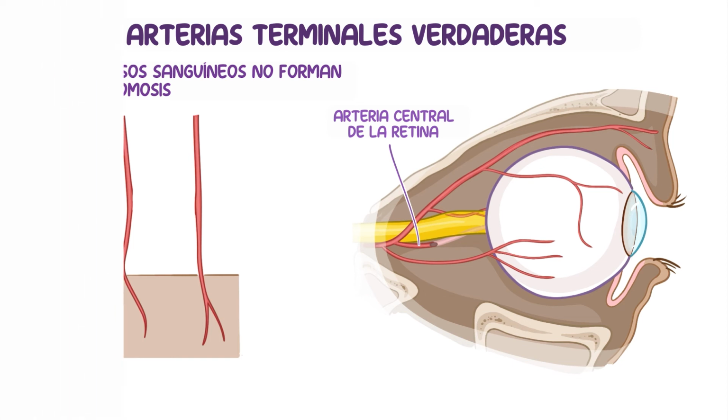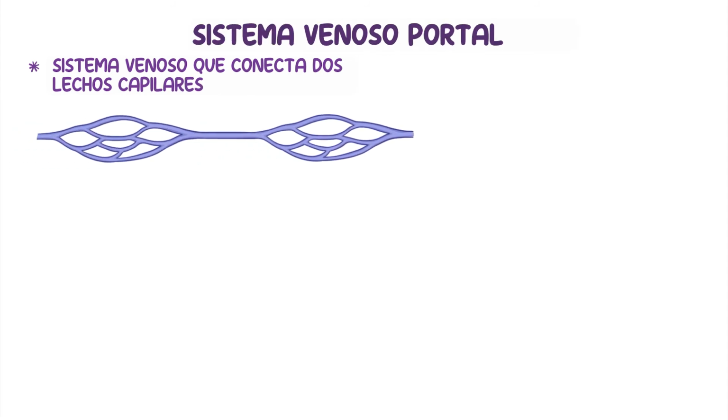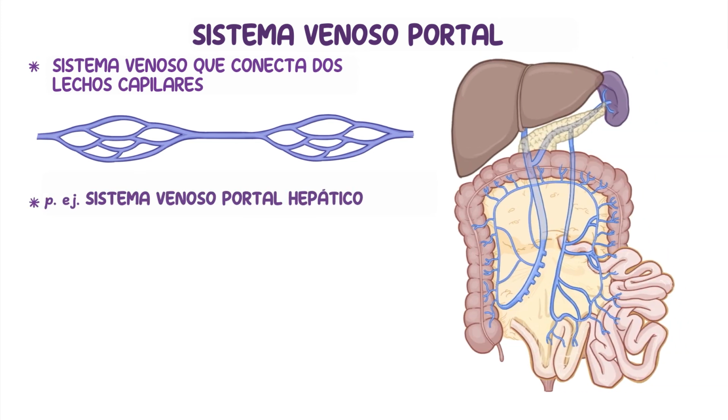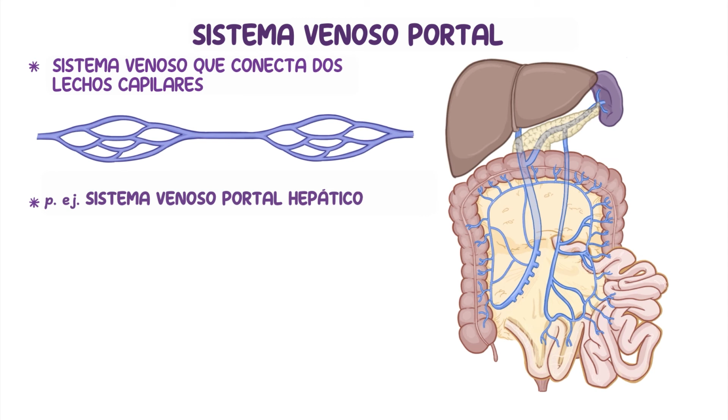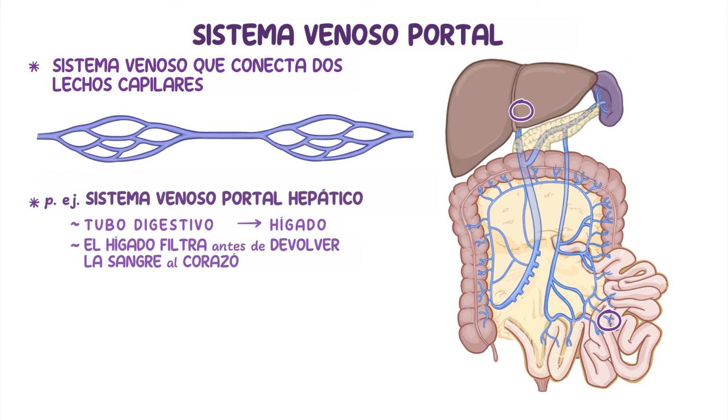Now, blood may also flow through two capillary beds before reaching the heart. The venous system connecting these two capillary beds is called a portal venous system. The most prominent example of this system is the hepatic portal venous system, which directs the nutrient-rich blood from the capillary beds of the digestive tract to the capillary beds of the liver. This allows the liver to filter the nutrients and other materials absorbed in the intestines for any toxins or harmful material before returning the blood to the heart.